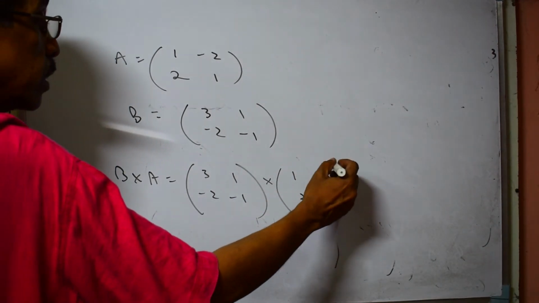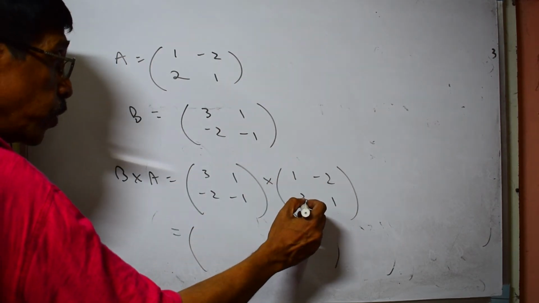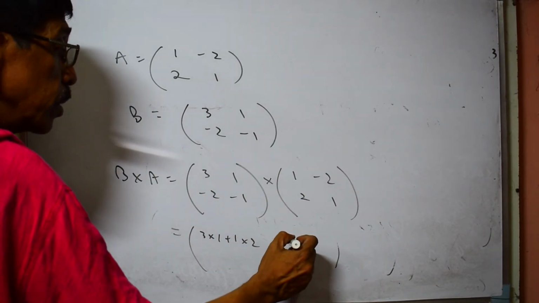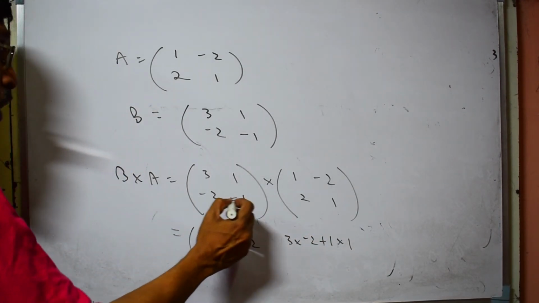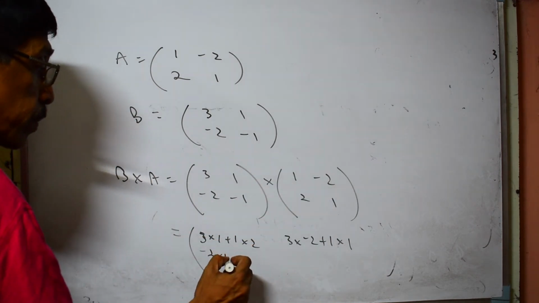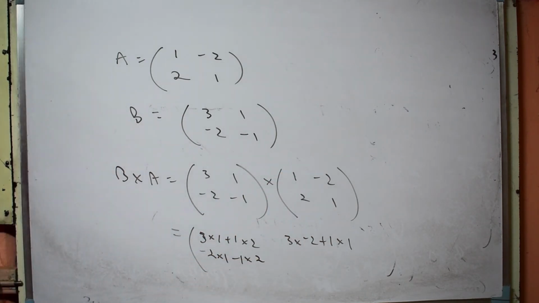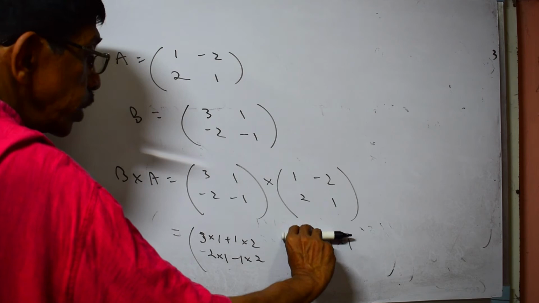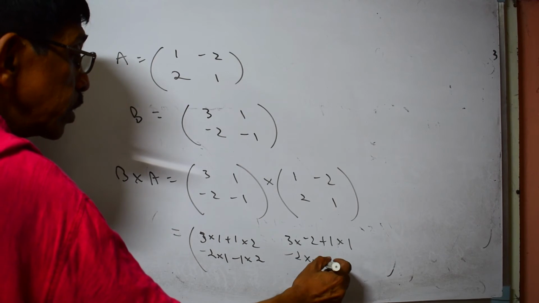The answer will differ. First row, first column: 3, 1, first row, first column, 3 into 1 plus 1 into 2. First row, second column: 3 into minus 2 plus 1 into 1. Then second row, first column: minus 2 plus 1, minus 1 plus 2. So the idea is first row, first column, then first row, second column, then second row, first column, second row, second column.